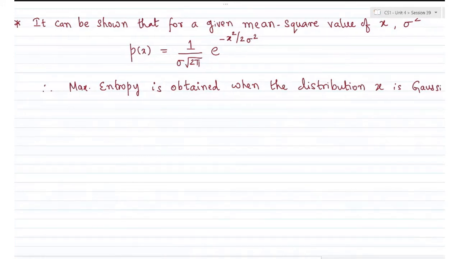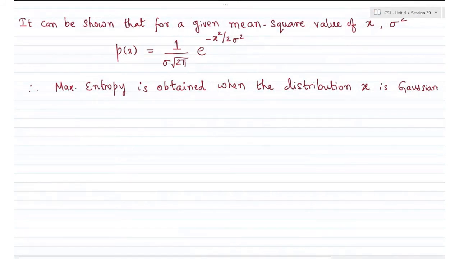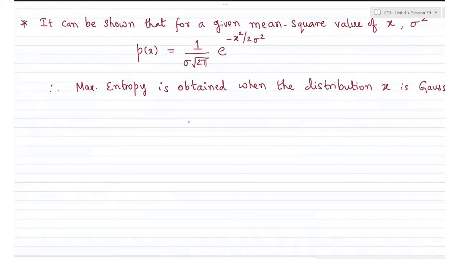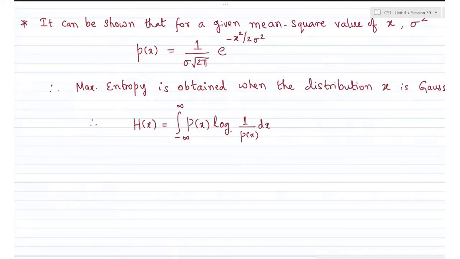Okay, for any other distribution function, you would have an entropy less than the maximum. So therefore, what would be the maximum value of that? Therefore, h of x that we have defined for a continuous random variable as integral from minus infinity to infinity of p of x log 1 over p of x dx. Of course the base is 2.